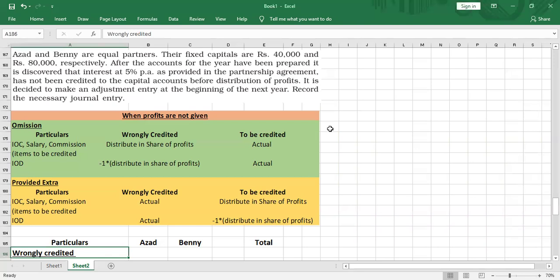But in this question, if you look at it, Azad and Benny are equal partners. Their fixed capital is 40,000 and 80,000 respectively. After the accounts for the year have been prepared, it is discovered that interest at the rate of 5% per annum, as provided in the partnership agreement, has not been credited to the capital accounts before distribution of profits. So they have actually omitted interest on capital. It is decided to make an adjustment entry at the beginning of the next year. The problem here is they have not given the actual profit amount. Am I right or not, my dear children?